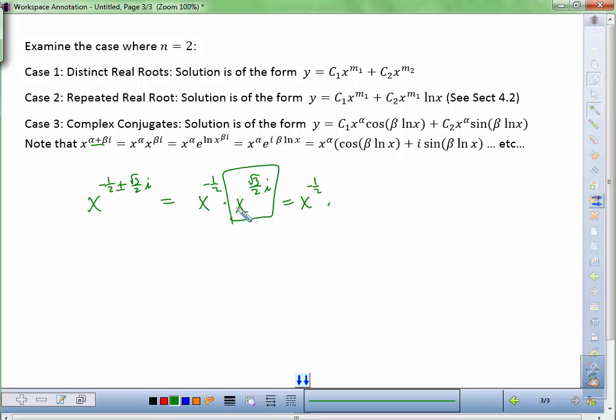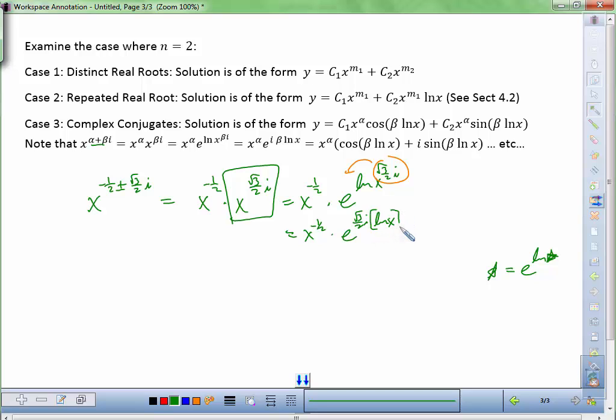So the way to work around this is to raise this as e to the ln of that power, and that's what they do over here. We know that anything is equal to e to the ln of that something, right? So this is e to the ln of x to the 1/2 times root 3/2 times i, and then I can take this power and move it out in the front, so I would get x to the negative 1/2 times e to the square root of 3 over 2 i ln x.